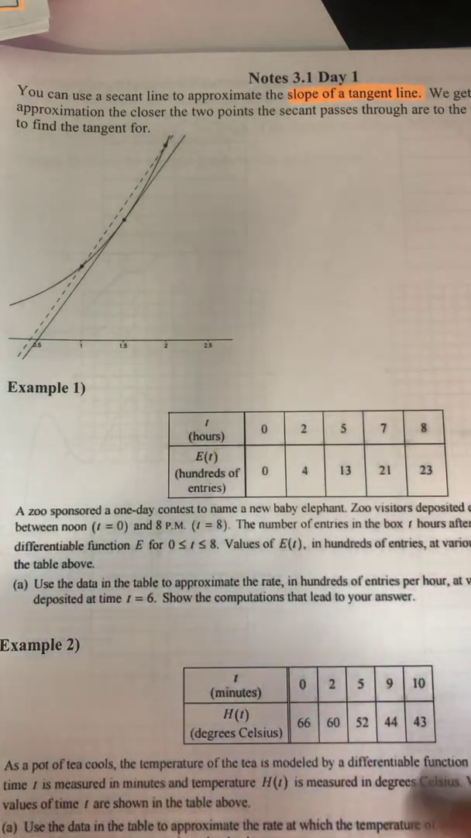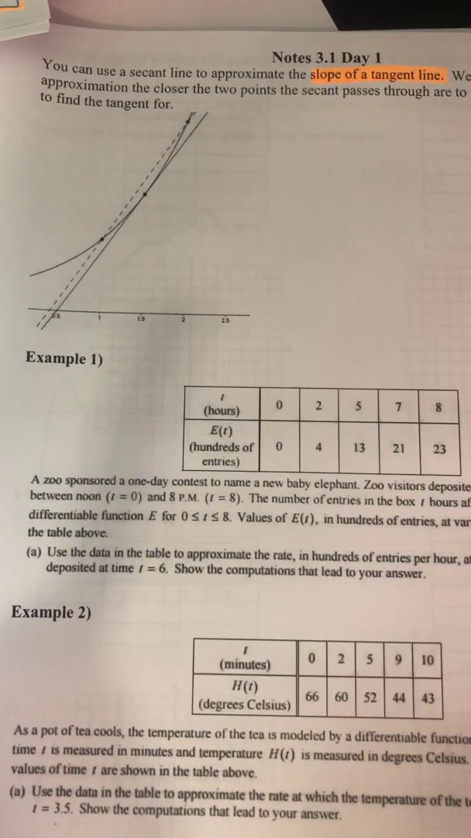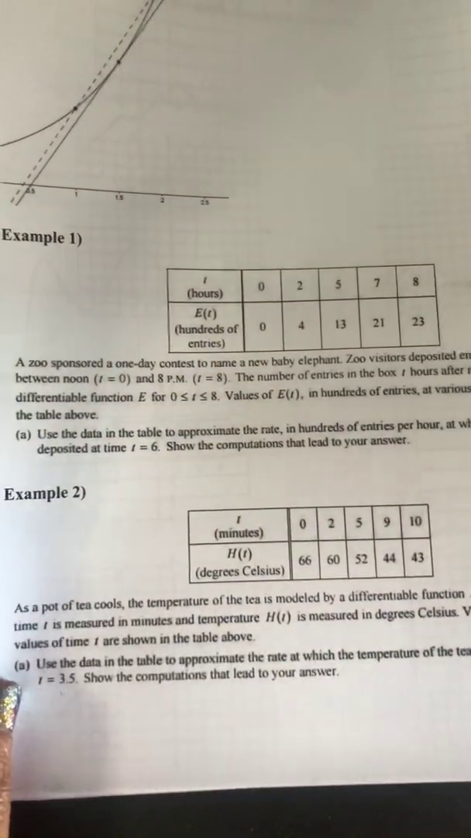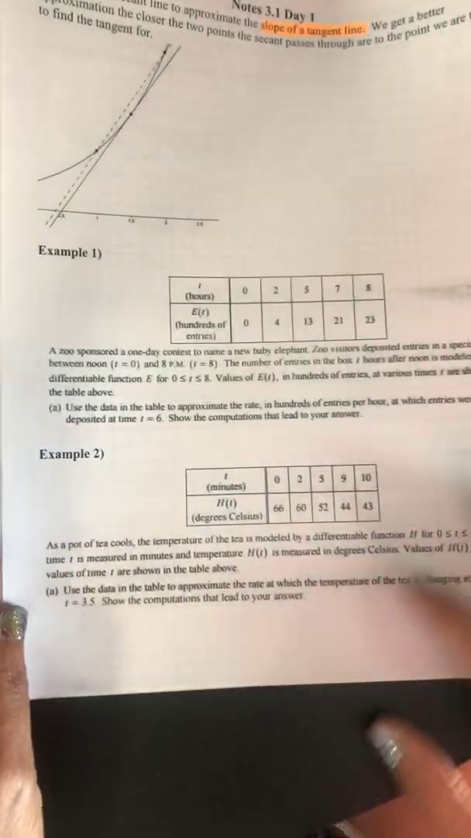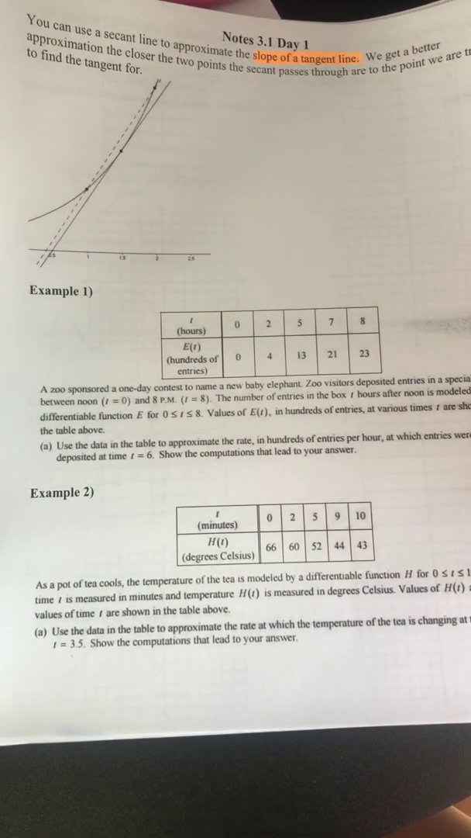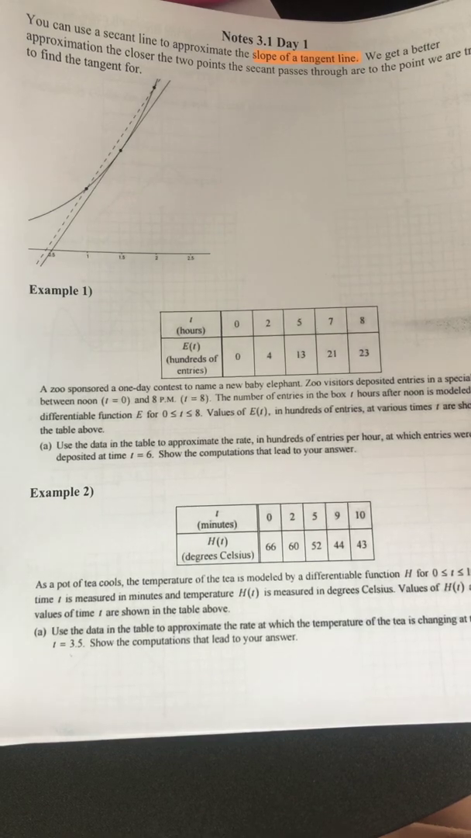Okay, so let's look at example 1. I know it looks hard because it's a word problem, but it really isn't that bad, I promise. Okay. So we have that a zoo sponsored a one-day contest to name a new baby elephant. Zoo visitors deposited entries into a special box between noon, t equals 0, and 8 p.m., t equals 8.